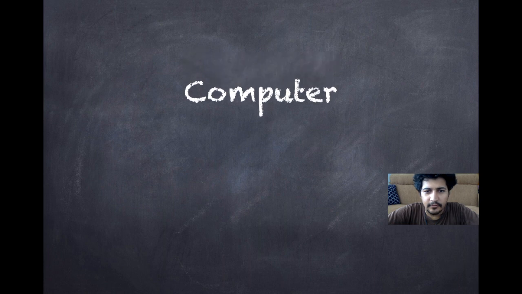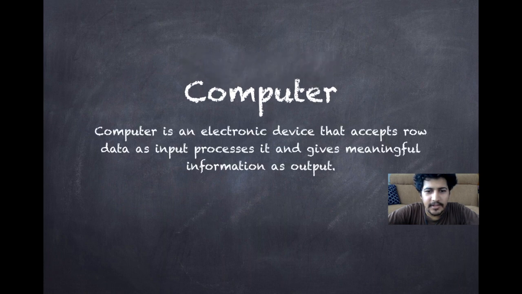So beginning with the definition of computer. Computer is an electronic device that accepts raw data as input, processes it and gives meaningful information as output. This means a computer is a device that runs with the help of electricity. It accepts raw data that we give through the input devices, which is then processed by the CPU, and the output is given by the output devices.